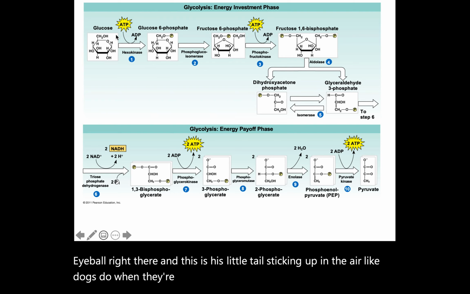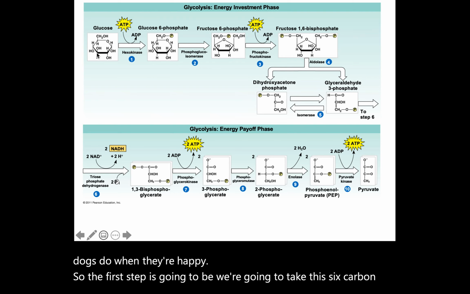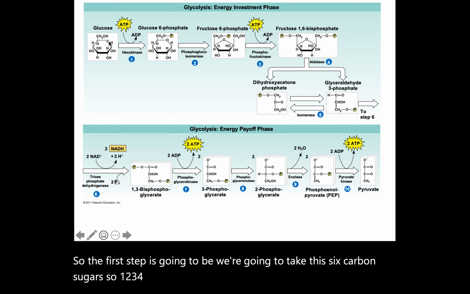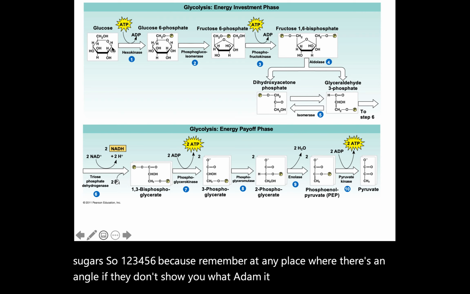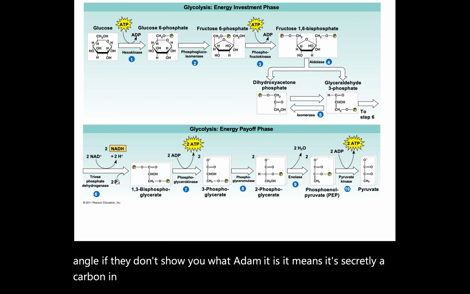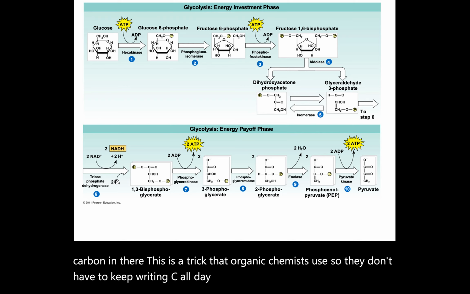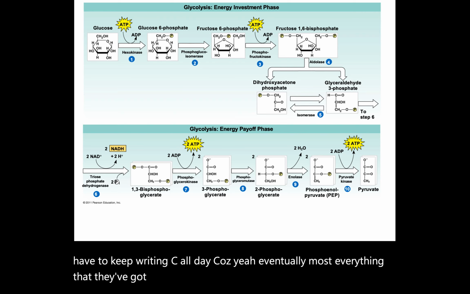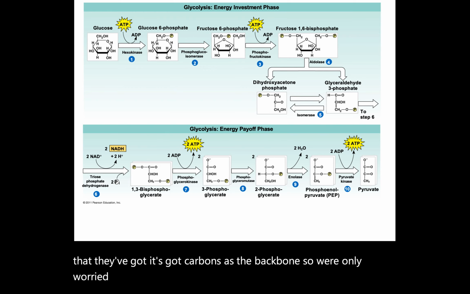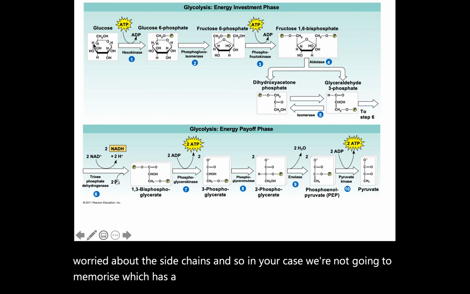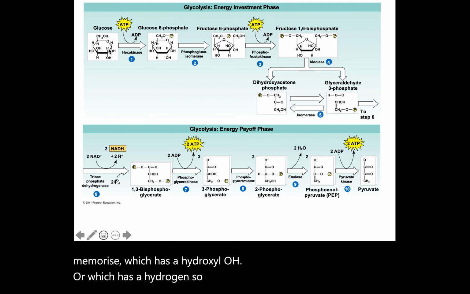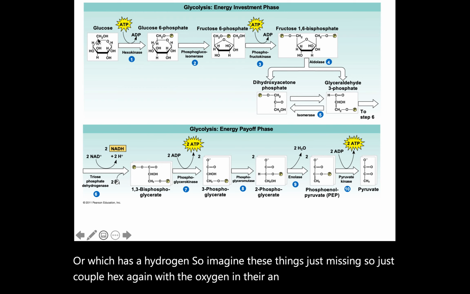And so the first step is we're going to take this 6 carbon sugar. So 1, 2, 3, 4, 5, 6. Because remember, at any place where there's an angle, if they don't show you what atom it is, it means it's secretly a carbon in there. This is a trick that organic chemists use so they don't have to keep writing C all day. Because eventually, most everything that they've got has carbons as the backbone, so we're only worried about the side chains. In your case, we are not going to memorize which has a hydroxyl, OH, or which has a hydrogen. So imagine these things just missing. You've just got the little hexagon with the oxygen in there and the carbon sticking up at the end.